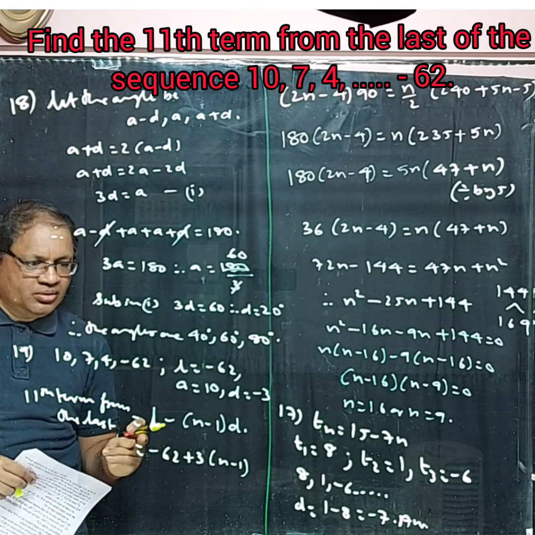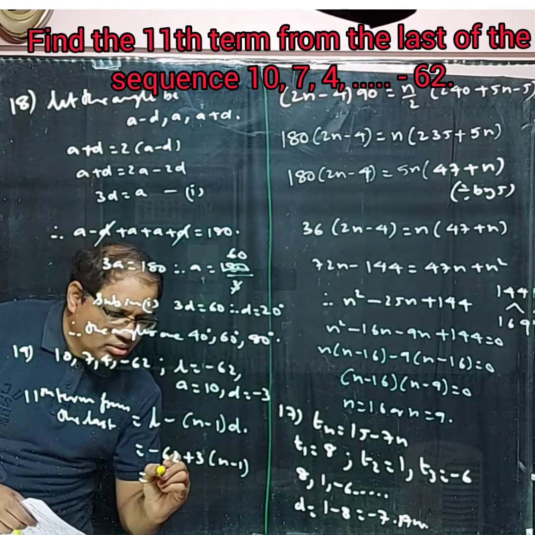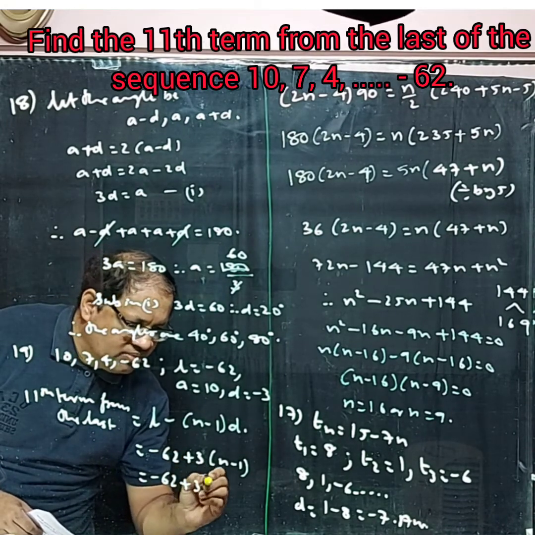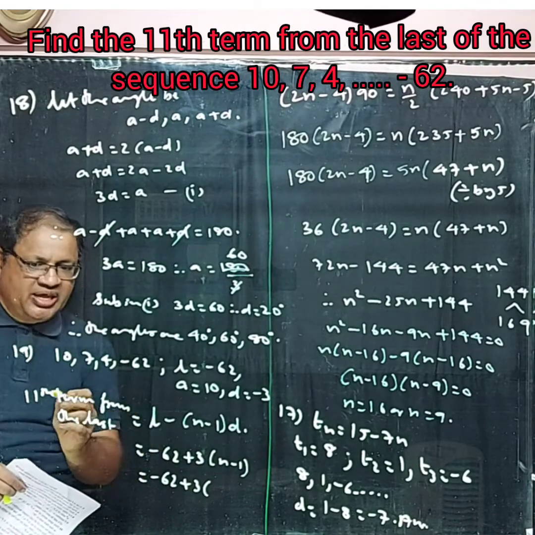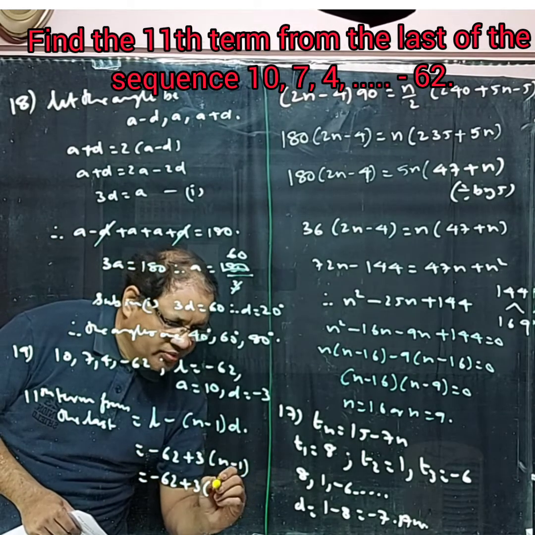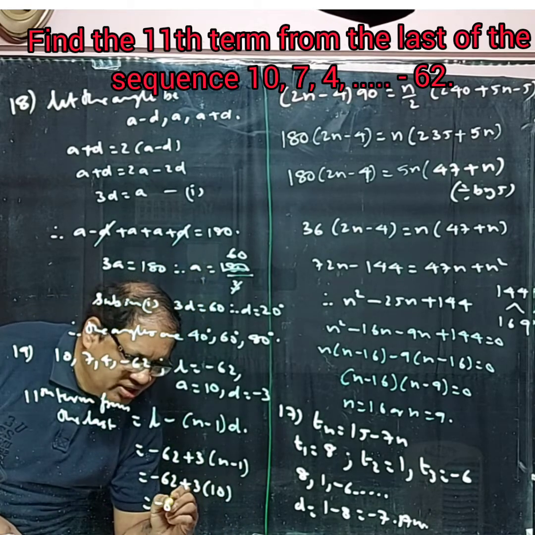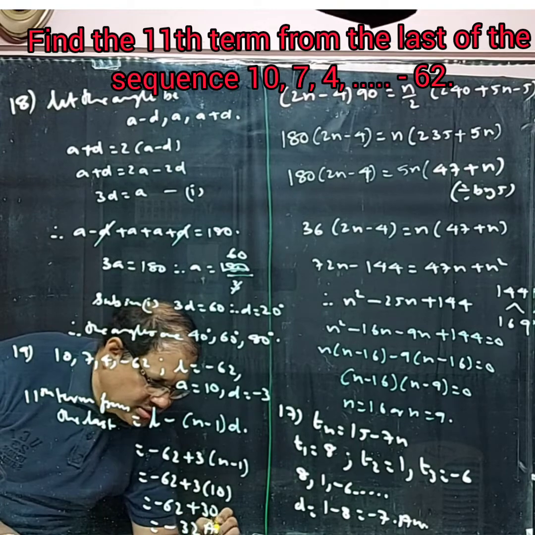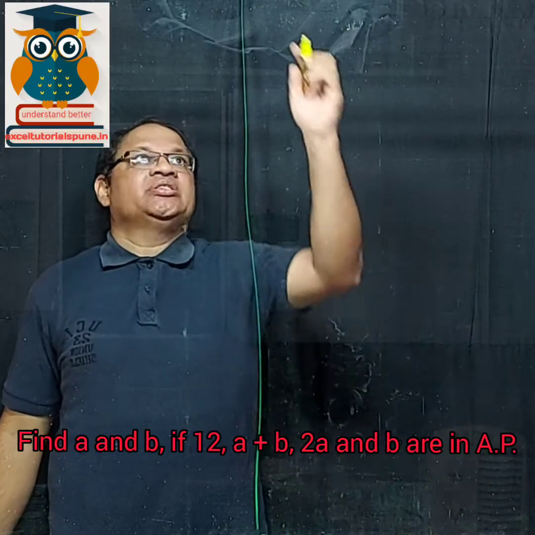Okay. So minus 62 plus 3 bracket n minus 1, where n is 11. So 11 minus 1, that is 10. So minus 62 plus 30, that is minus 32 is your answer. Now we start with the last sum, 20th sum.